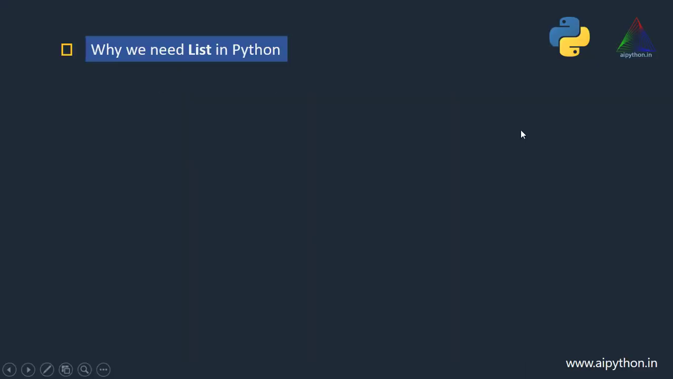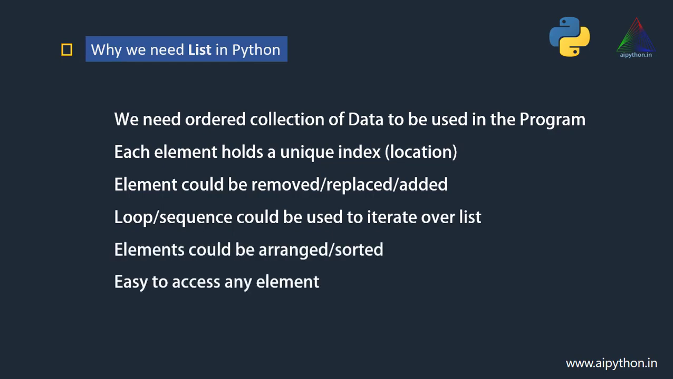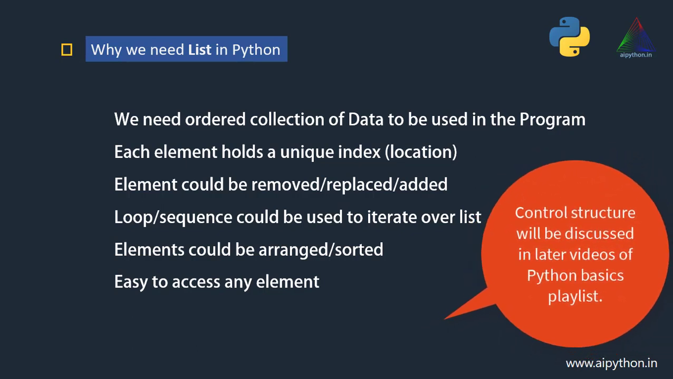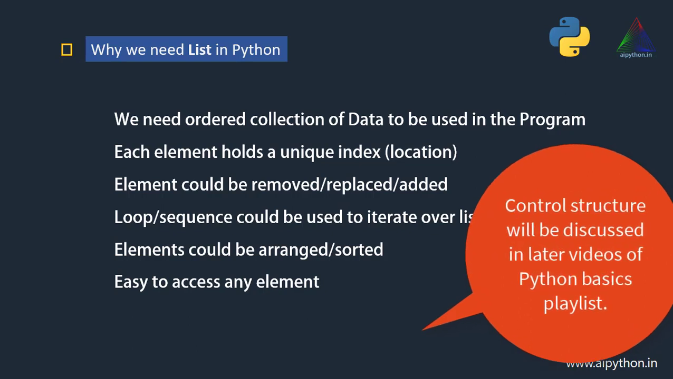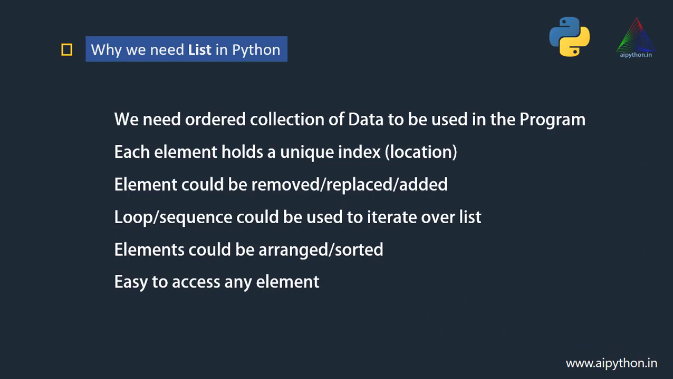Moving ahead, why do we need list in Python? We need an ordered collection of data to be used in the program. The data should be in order. Each element holds a unique address, or index, you can say. Elements could be removed, replaced or added in the list. A loop sequence could be used to iterate over a list. We'll see in future videos how we can use a list to iterate over a loop. In case you don't know about loops and sequences, we'll be coming up with control structures in a later part of this video series. Elements could be arranged or stored, and it is easy to access any element. With all these reasons, we use list in Python.